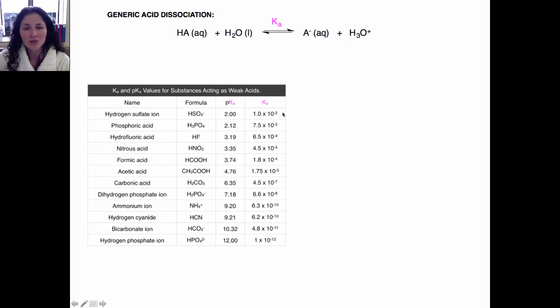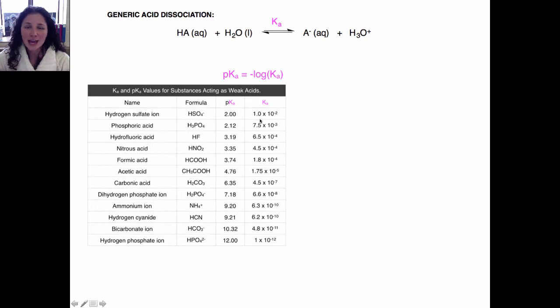This table is arranged from high Ka value to low Ka value, or from strong to weak acids. The strongest acids are at the top of this chart, and the weakest acids are at the bottom. Also listed is the pKa value. The pKa value, just like a pH, is the negative log of the value. So pKa is the negative log of the Ka value. Notice that this pKa is just the negative log of this Ka value, and so on. You could plug any of these Ka values into this equation and you should find the pKa value.